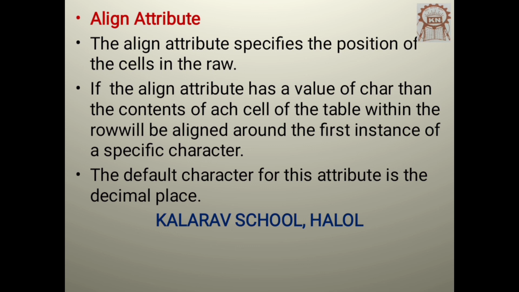The align attribute specifies the position of the cells in the row. If the align attribute has a value of char, then the contents of each cell of the table within the row will be aligned around the first instance of a specific character. The default character for this attribute is the decimal place.